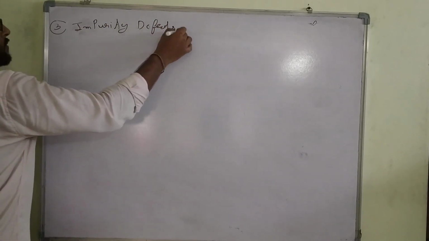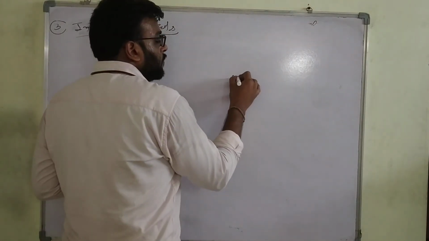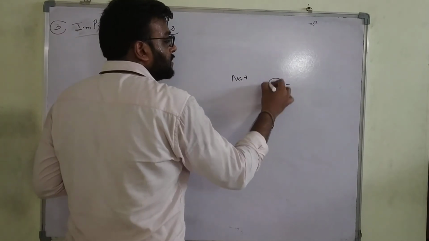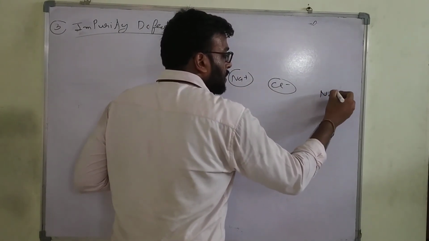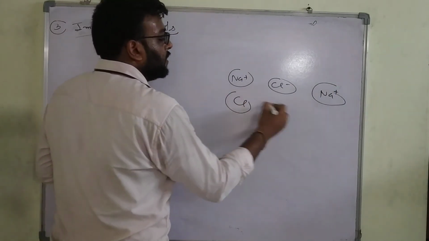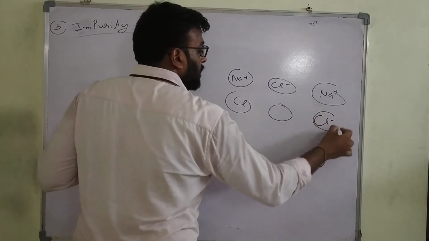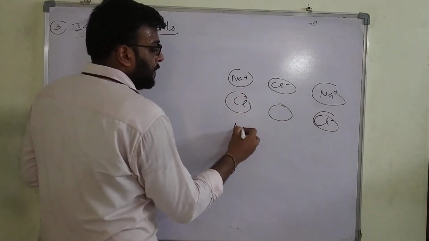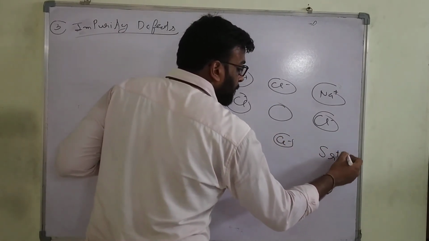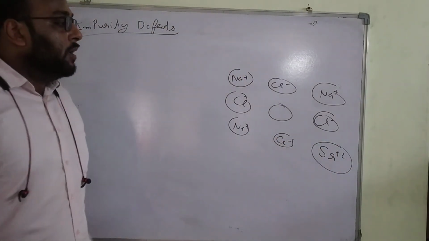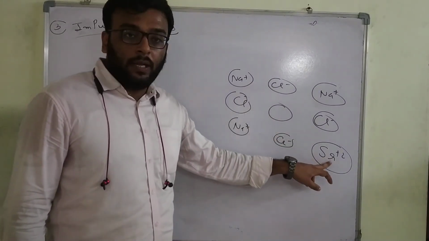First of all, try to understand what happens in impurity defect. Look at over here. I am explaining. Suppose Na plus and Cl minus are available like this. One Na plus is absent, one Na plus is absent. Na plus Cl minus, and look at over here, Na plus is absent over here, and one Na plus should be here.